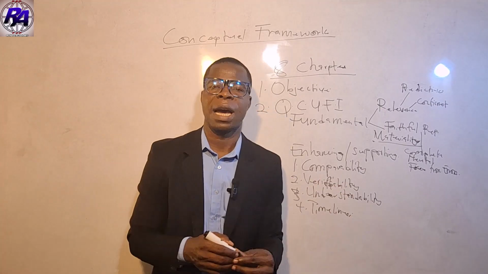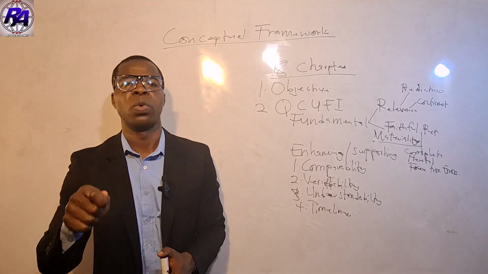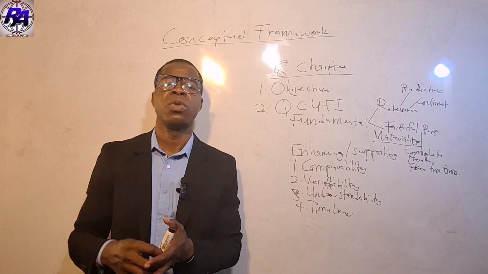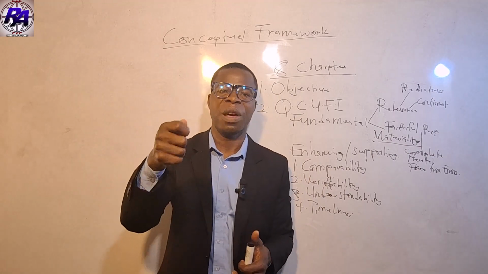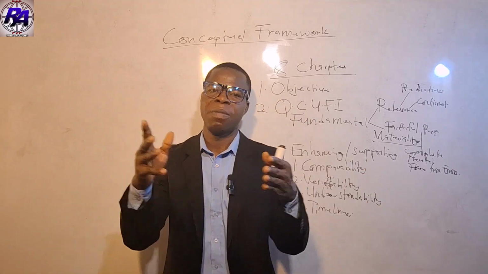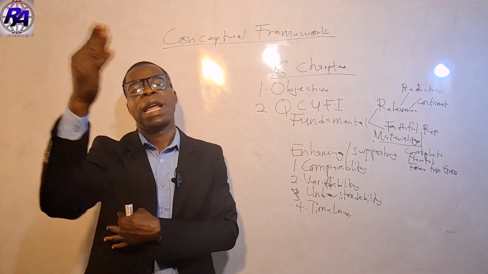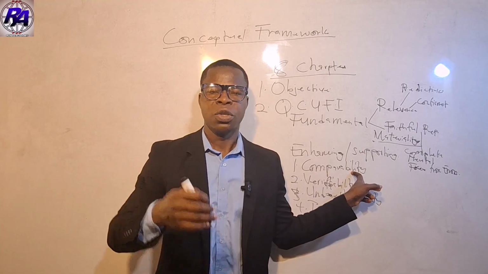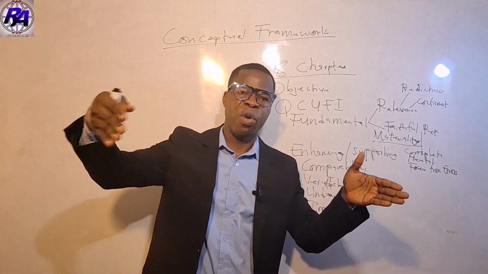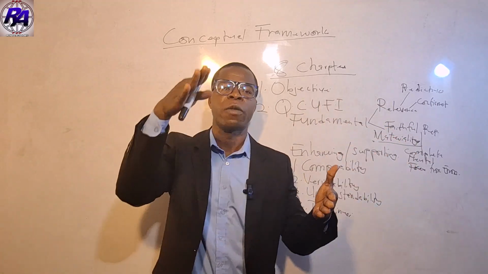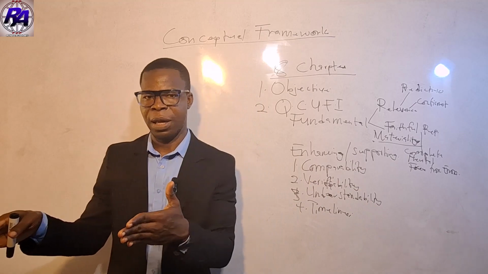Comparability is that end users should be able to develop trends and patterns between financial statements from one period to another period and from one entity to another entity. When we are doing that, we are saying that we are doing comparability. So users must be able to develop trends and patterns among the entities or from one period to another period.